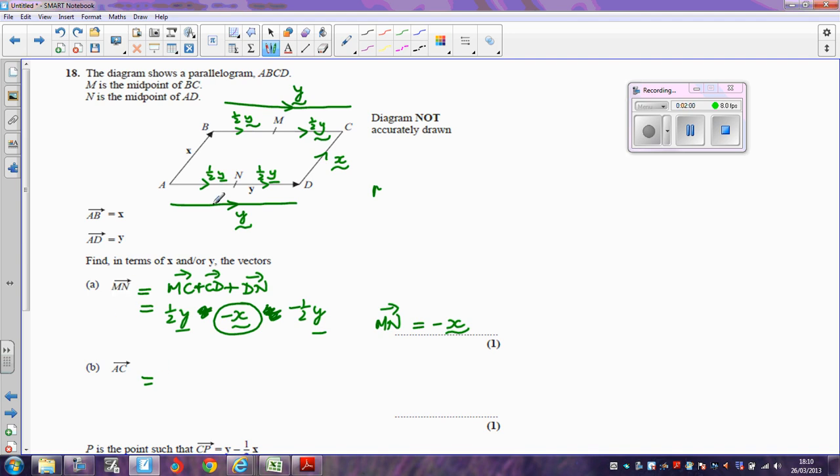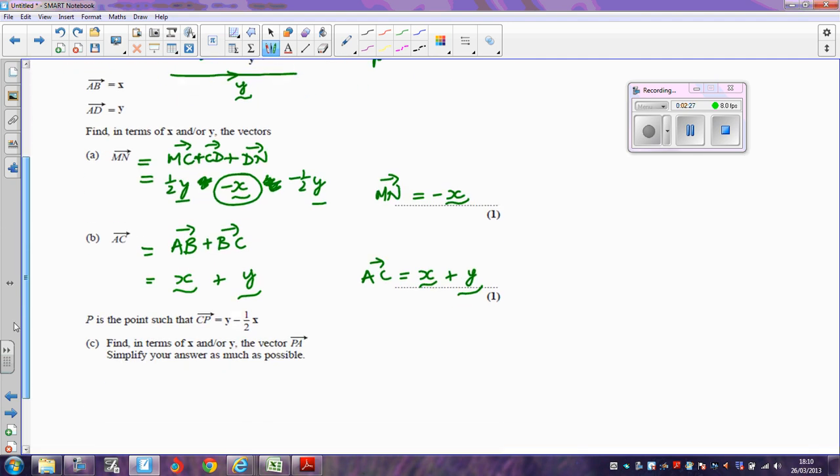Okay, I'm now asked to find the vector AC. Now to get from A to C, I'm going to go from A to B first, and then I'm going to go from B to C. So A to B, B to C. From A to B is x, and from B to C is y. So AC is literally just x plus y.